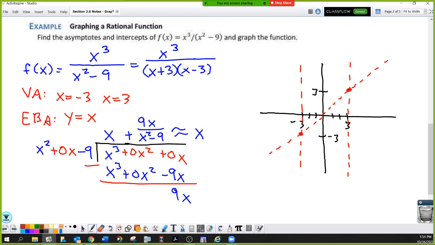Time to start sketching. Well, I'm going to be real. You're just going to have to plug in some values. What's a really, really easy x value to plug in? 0 is where I would start, and then I'll go to 1. But we'll start at 0. If we plug in 0, we get 0 over negative 9. So at x equals 0, y equals 0.